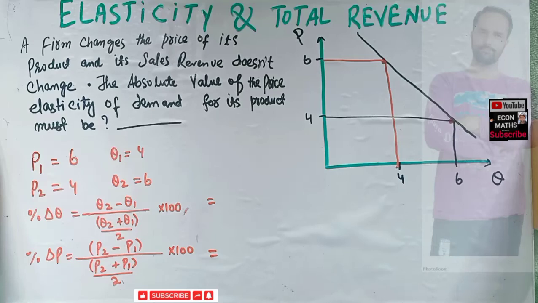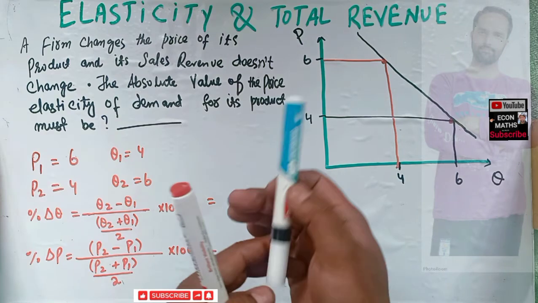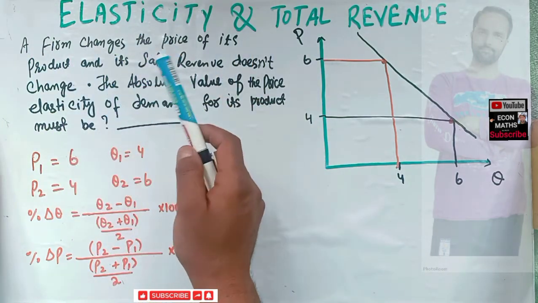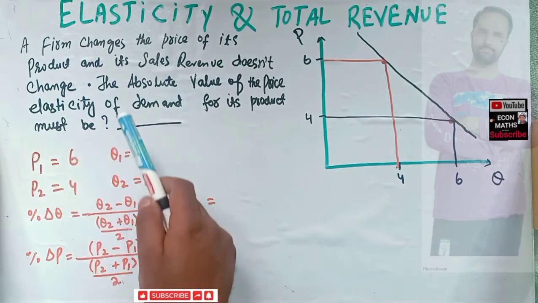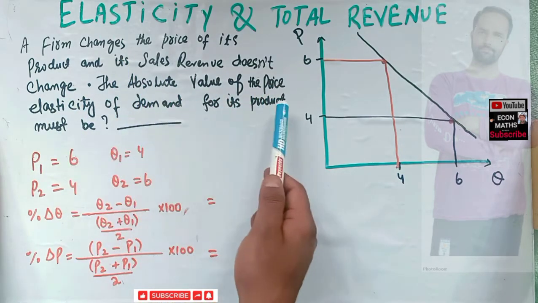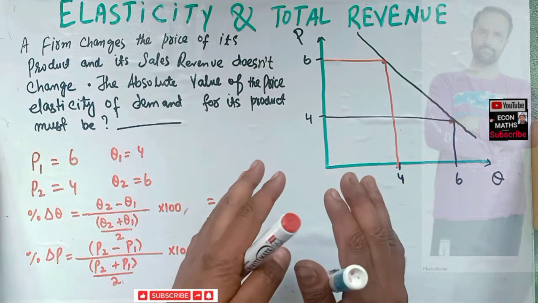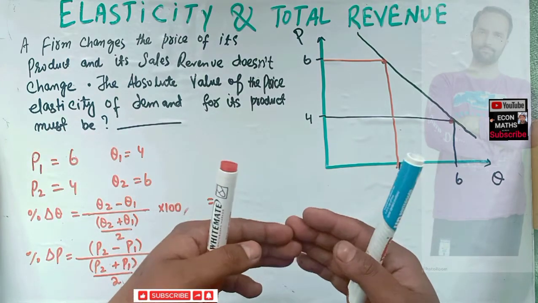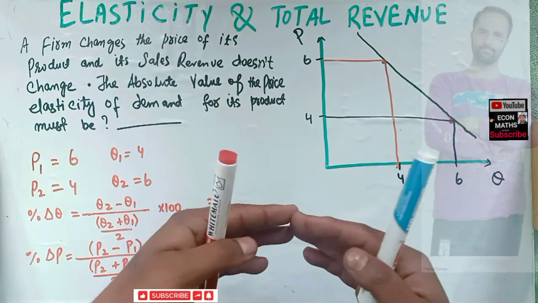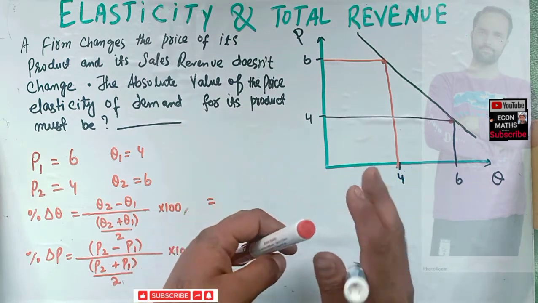So let us solve a question on elasticity and total revenue. This question was asked by a brother. The question is like this: a firm changes the price of its product and its total sales revenue does not change. The absolute value of the price elasticity of demand for its product must be. The question says if a firm changes the price of the product and its total revenue does not change, then what can be its price elasticity of demand in absolute terms?